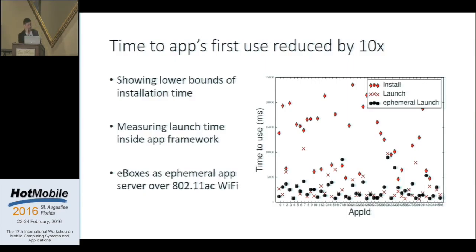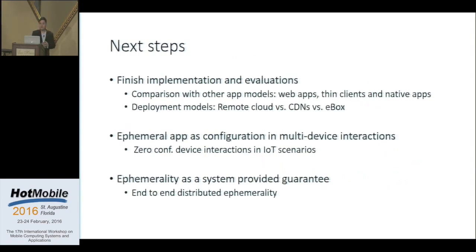In terms of measurements, what we did was we measured how much time it takes for an app to install from a local machine and then launch versus an ephemeral app launch. And it turns out that the red diamonds are the installation times, and red crosses are launch times of native apps, and the black dots are ephemeral app launches. So we're pretty close to native app launches. It just goes to show that if you are presenting apps in this way, you might have lower times or lower effort for end users to use those apps.